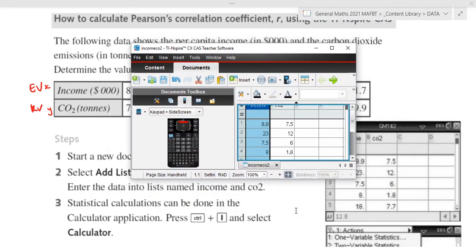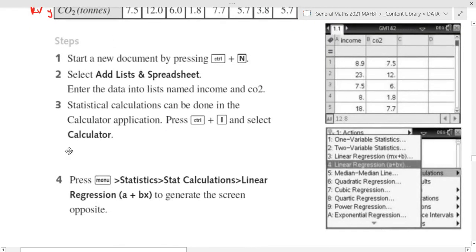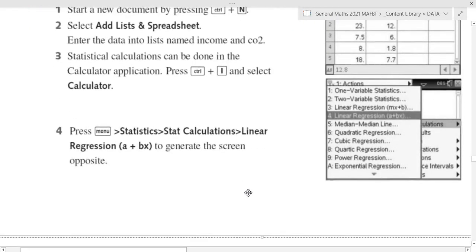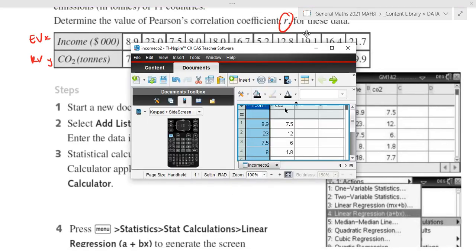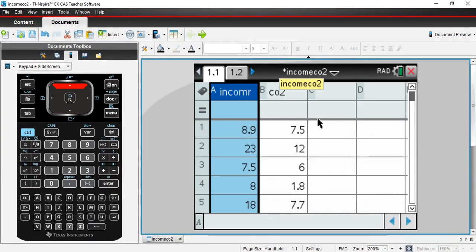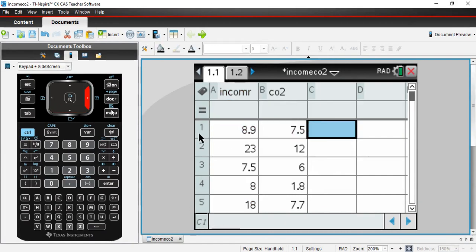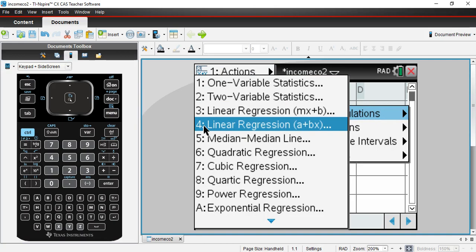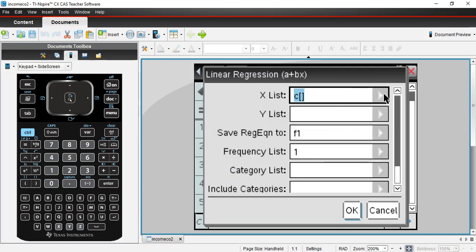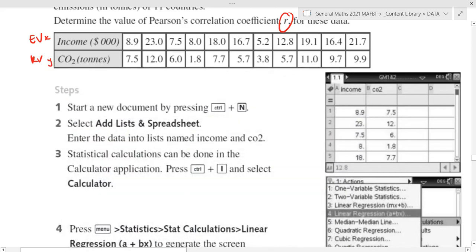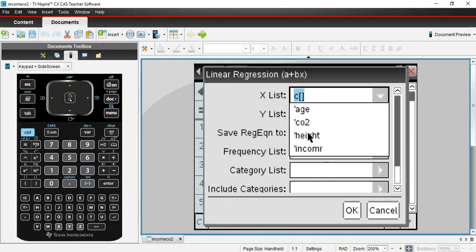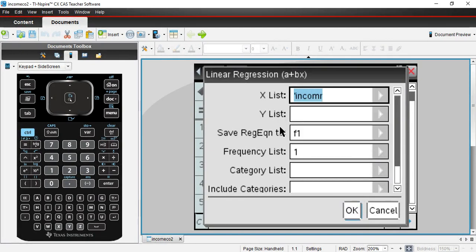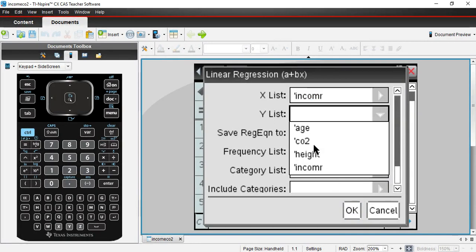What's the next step? Actually, before I get into that, remember there are instructions here that you can use, but I will show you using the CAS. On your CAS, you've got your numbers, you've got your columns, you've labeled them properly. Now we go menu, statistics, stat calculations, and then we don't go to one variable or two variable. We go to A plus BX, so number 4 here. From there, you want to make sure you understand what is your EV, what is your RV. So income is EV, CO2 is RV. So X variable is income, and your Y variable is CO2.